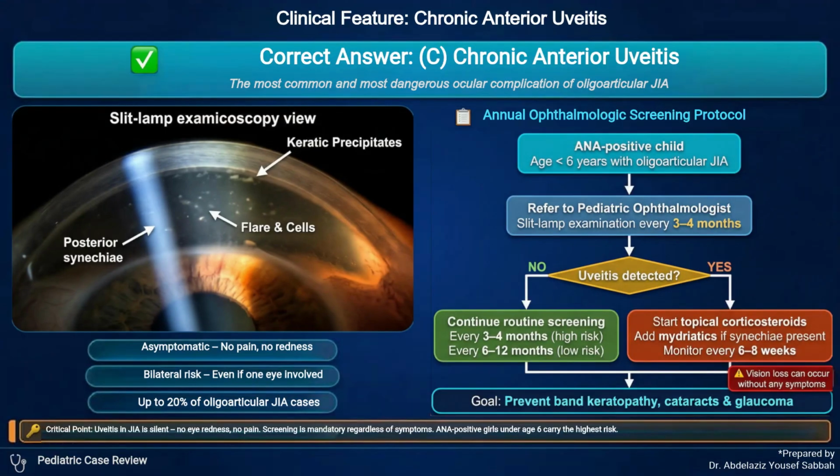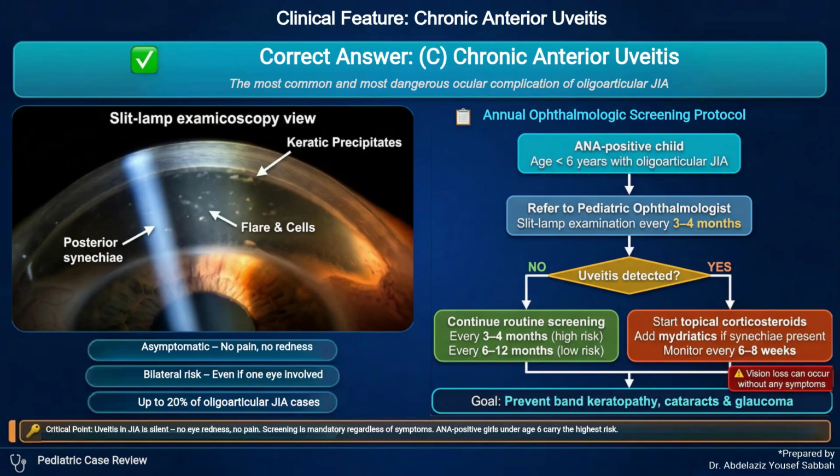This is the most common and most dangerous ocular complication of oligoarticular juvenile idiopathic arthritis. It is asymptomatic, with no pain and no redness, which makes screening essential. It carries bilateral risk even if only one eye is involved initially, and affects up to 20% of oligoarticular juvenile idiopathic arthritis cases. Slit lamp examination shows keratic precipitates, flare and cells, and posterior synechiae.